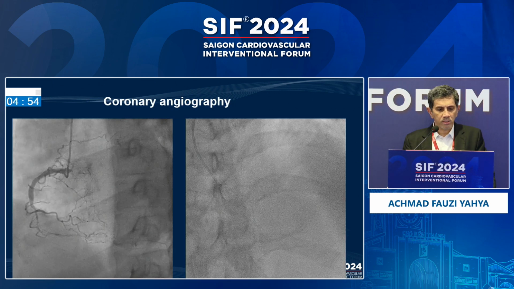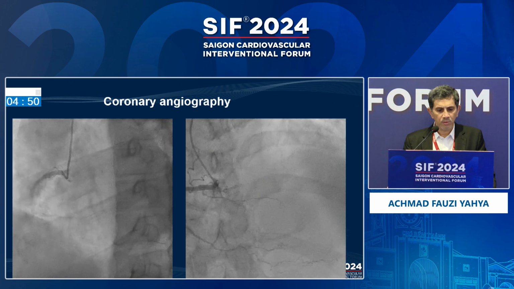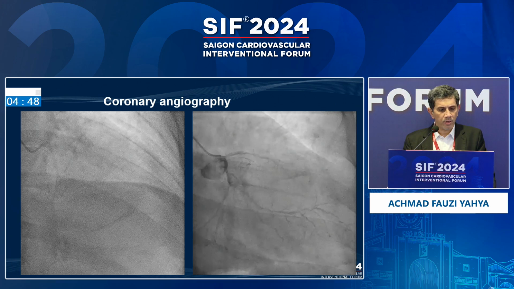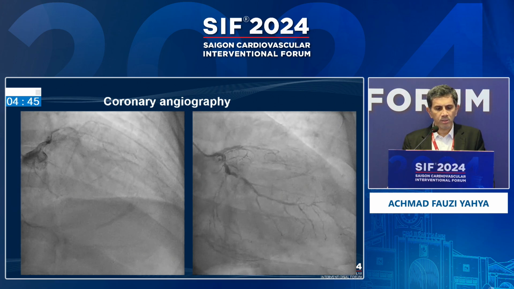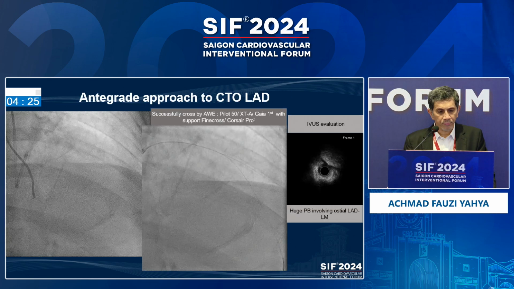And look at this, this is the CTO of the RCA. And this is the CTO of the LAD. So we staged a complete revascularization, with the first PCI to the LAD CTO, antegrade approach, dual access, using right distal transradial access with 7 French, and left distal radial using 6 French IL 0.75, and IVUS assessment.